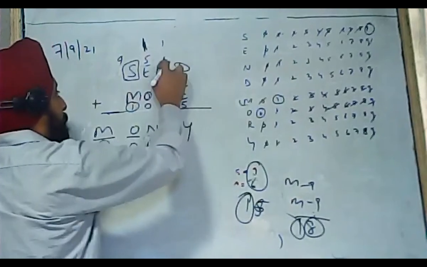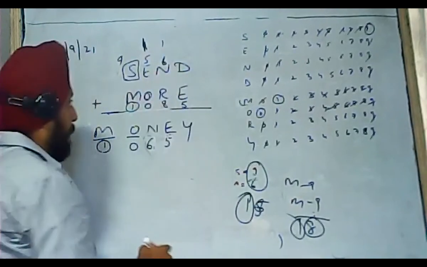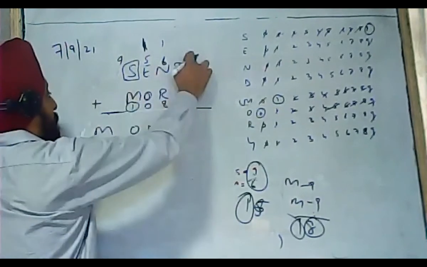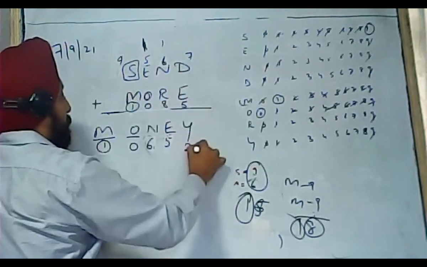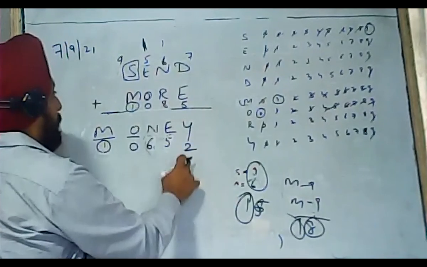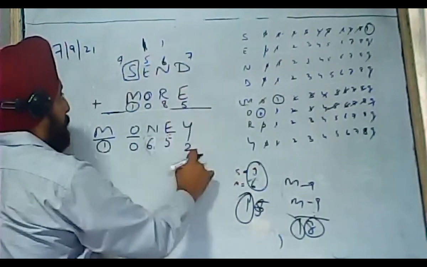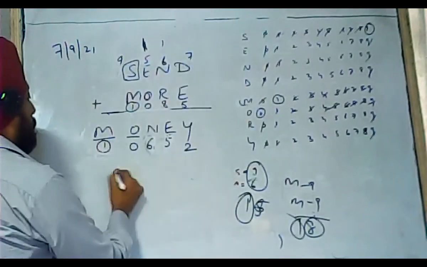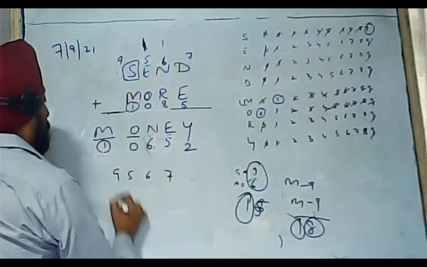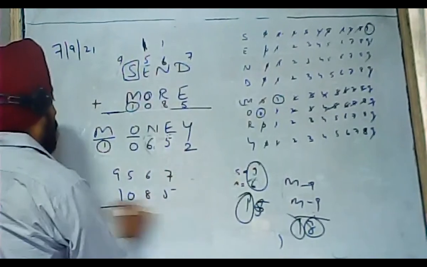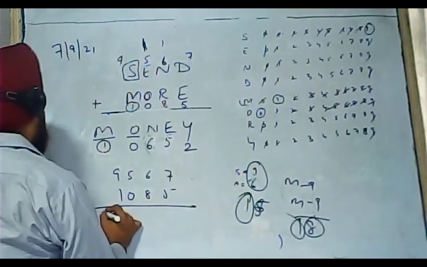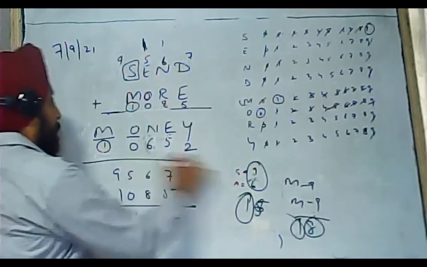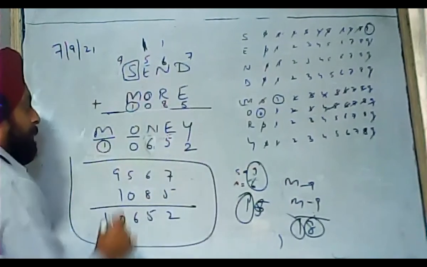Then 6, 6 cannot be given because 6 is taken by N. Then you try 7. So 7, yes, 7 can be given. So 7 plus 5, it is 12. It is 12, and 2 is not taken by any other letter. 12, 2 here and 1 is there. So this suits you. So the output is 9567 + 1085 = 10652. So this is the solution of this flipped arithmetic problem.